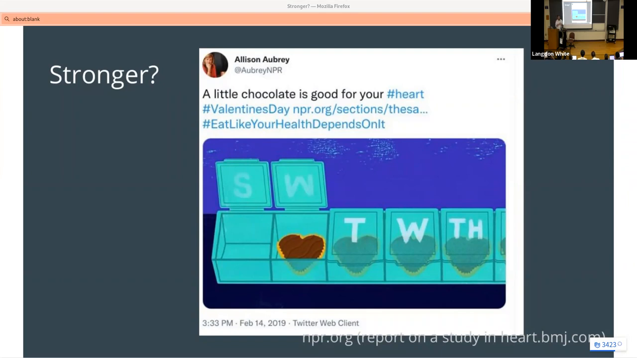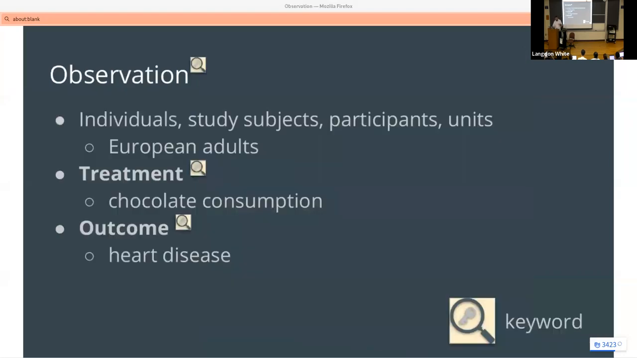All right, somebody said no. Yeah, right on. I think it's probably about the same. Obviously, we're not looking at the real study, but, you know, this tweet. So, a little chocolate is good for your heart. This is from 2019. I think there's actually been some more recent data that says it probably is some level of causal, but at the time that this came out, it was pretty much just correlated. So eat some chocolate.